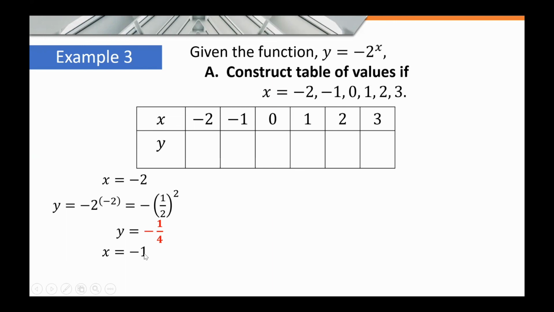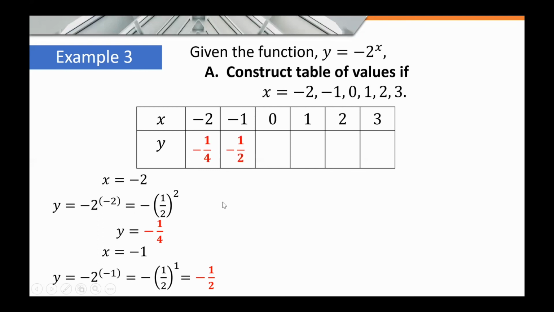If x is equal to -1, substitute the value of x, which is -1, to the given function. So -2 raised to -1 is equal to negative, the negative is outside the parentheses. Get the reciprocal of 2 to make the exponent a positive number. So the reciprocal of 2 is 1/2. Then the -1 is now a positive number, which is 1. Copy the negative sign. 1 raised to 1 is 1. 2 raised to 1 is 2. So y is equal to negative 1/2.